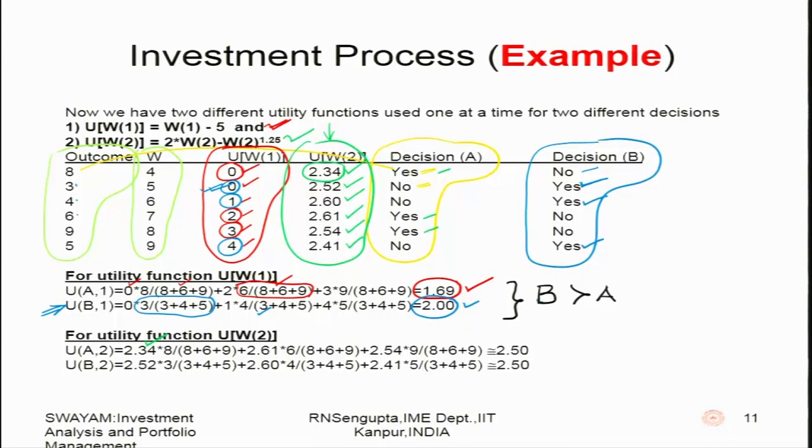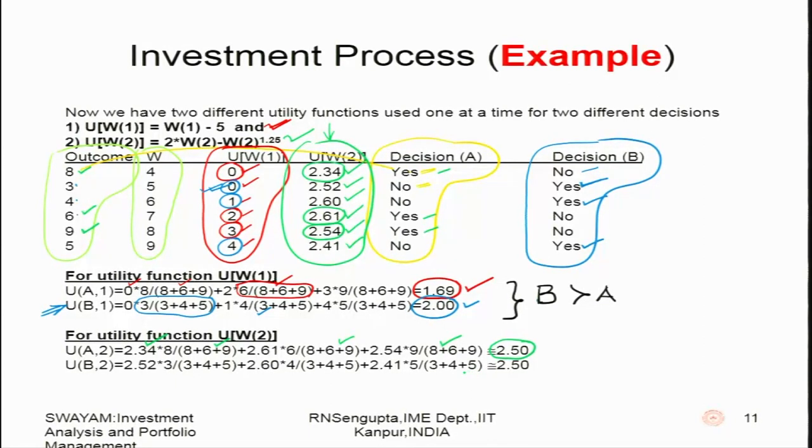And what is the relative frequency? So, we see yes cases for the case where you have outcomes as 8. Outcomes given as 6, because the fourth one is yes, and the ninth outcome is 9, which is the second last one that is yes. So, the overall relative frequency is 8 divided by 8 plus 6 plus 9, which is here. When I go to the second one, the value, which is yes for decision A, is 2.61 for the outcome 6. So, it will be 2.61 multiplied by 6 divided by 8 plus 6 plus 9, and the third one is given for the outcome 9, wealth is 8, utility is 2.54, and the corresponding value is given. Hence, the expected value is 2.50.